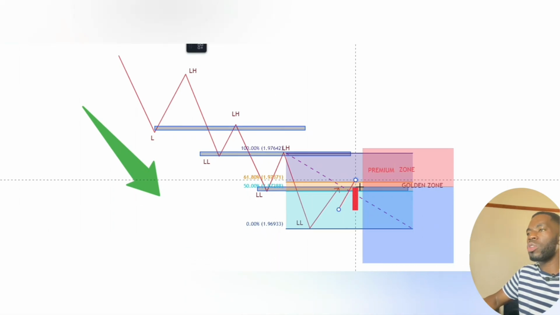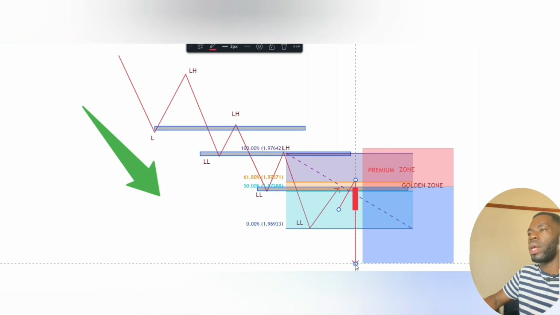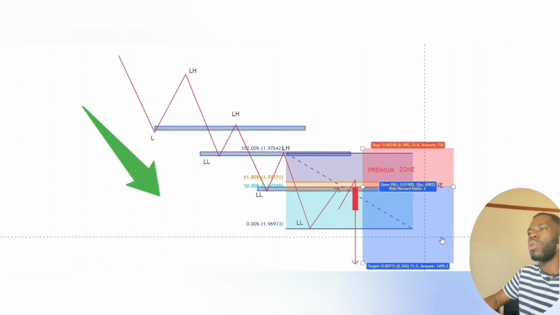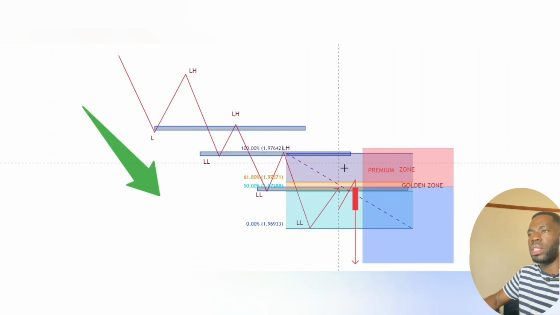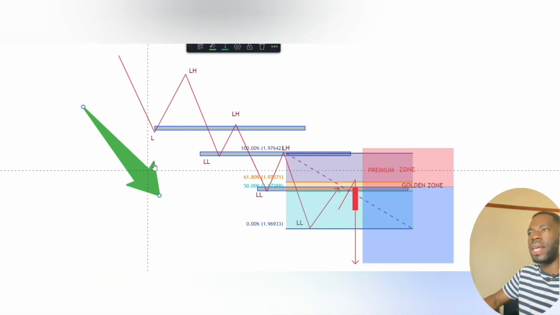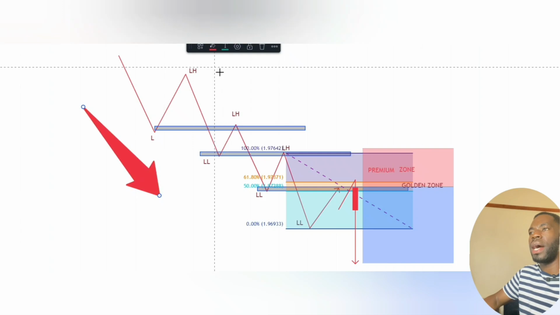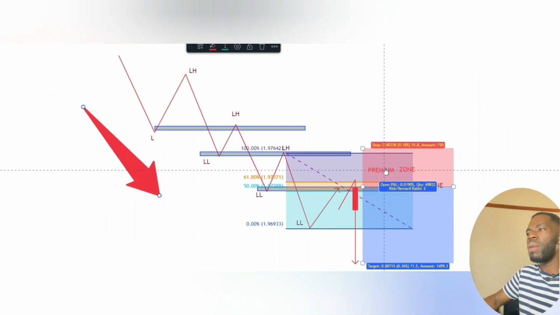so that when the price gets here and gives you that confirmation to the downside, you sell all the way down here. That's how you would trade with this simple strategy. If you are selling, you would sell towards the premium or golden zone area, mostly the golden zone area. Watch out for the reaction in this area.